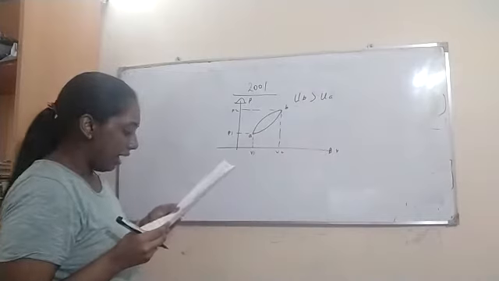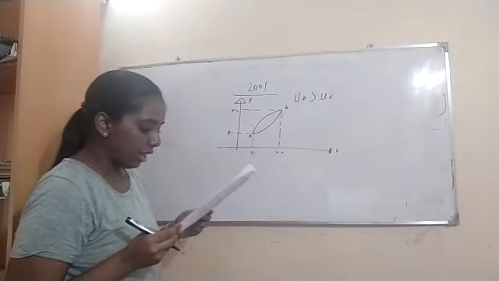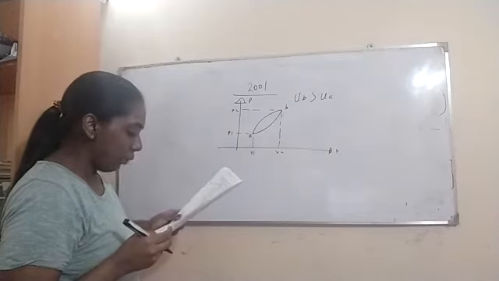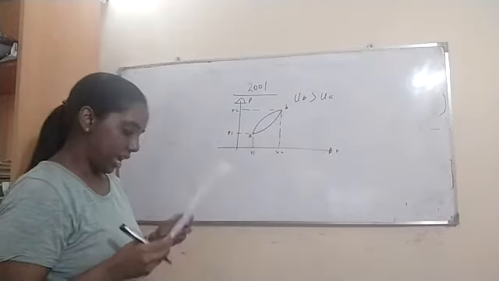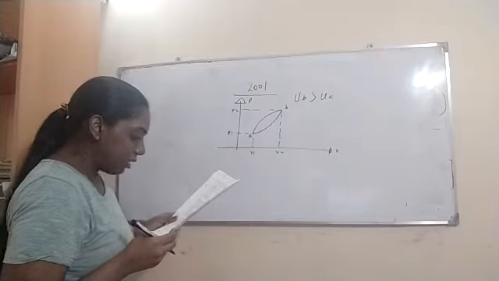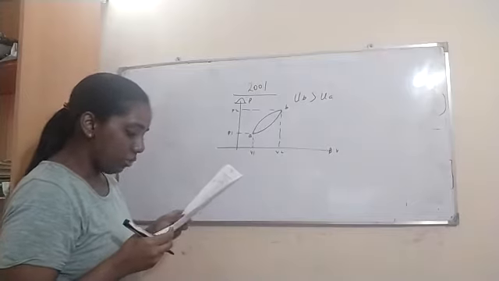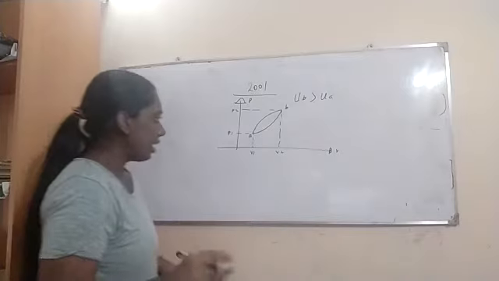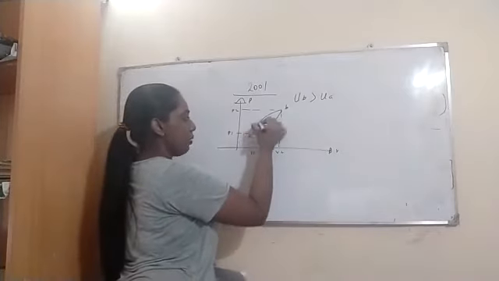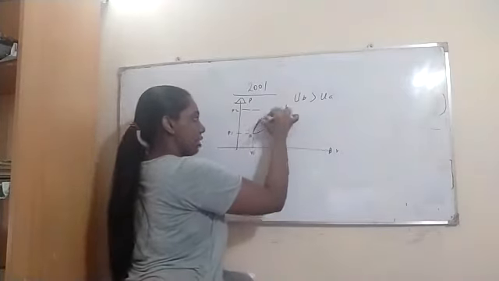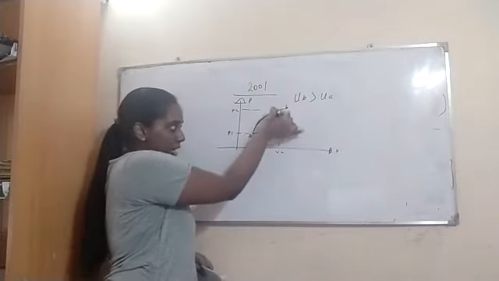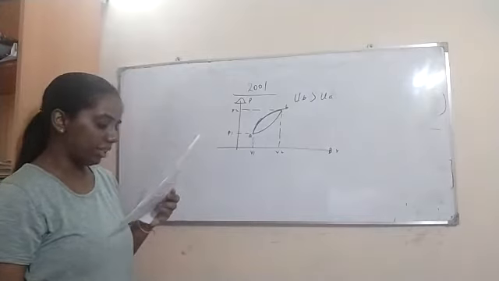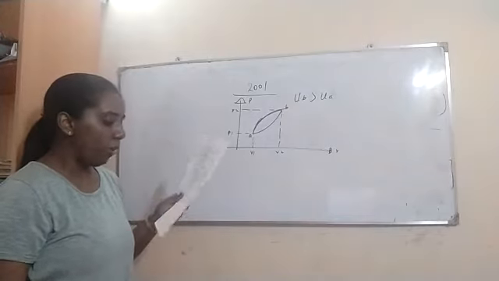An ideal gas is taken through a cyclic process as shown in the PV diagram. If UB is greater than UA, consider the following statements. The net work done by the gas is positive for the whole process. So what is happening is, in the first process, the gas is taken through this pathway, A to B. Then it is coming from B to A. So they are asking whether the net work done by the gas is positive for the whole process.